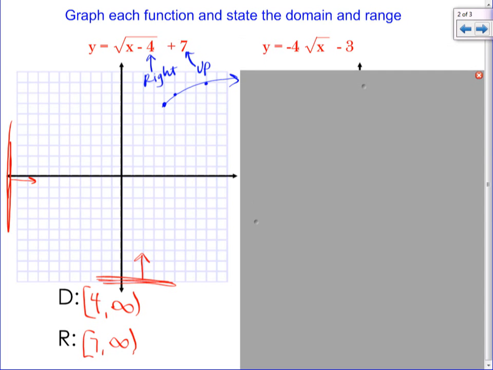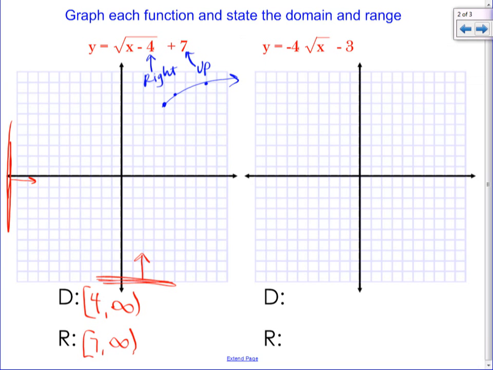Okay, let's try this guy. All right, let's start on the end here. What is this telling us to do? Yep, we're going to move down. What does the 4 tell us?